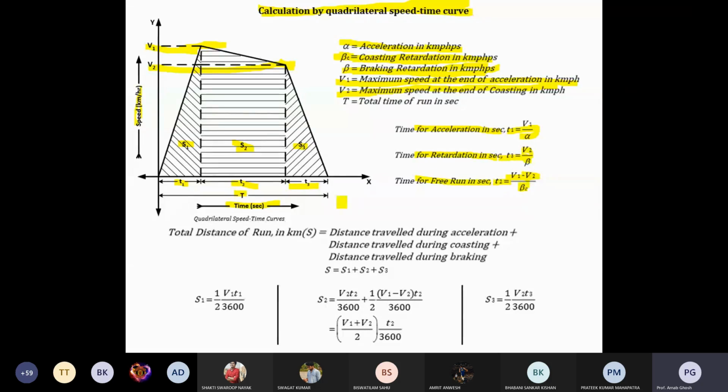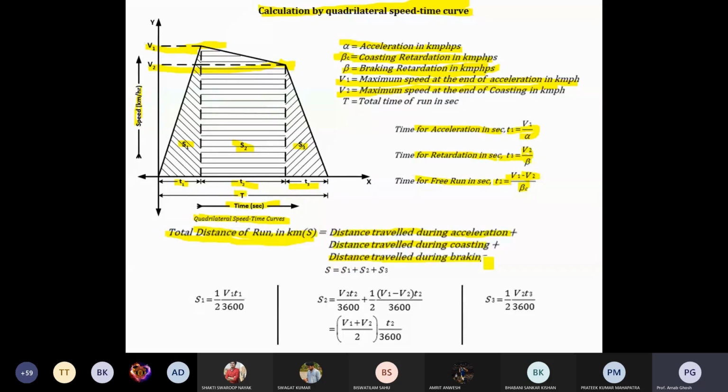Okay, so total travel distance, how much value is it? Total travel distance in run in kilometer, it is distance travel during the acceleration plus distance travel during the coasting period, and finally distance travel during the braking period. So same process like your previous condition. So s equal to s1 plus s2 plus s3. So now we can replace the value of s1 like your previous formula, okay, for s2 and s3.